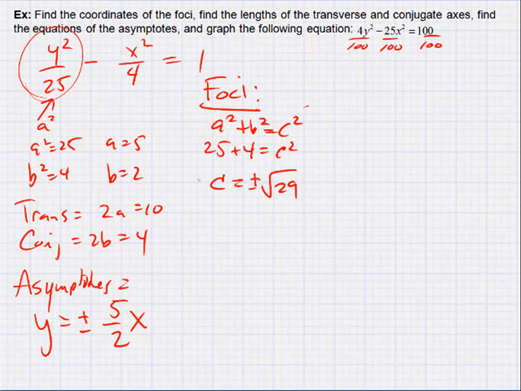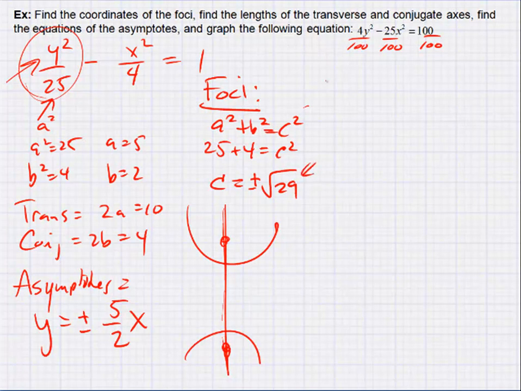Now we have a vertical, right? This is a vertical transverse axis. The transverse axis goes this way. My graph looks like this. My foci are in here. My foci are on the y-axis, so these are y values. So my coordinates are going to be 0, comma, plus or minus square root of 29 as my foci.